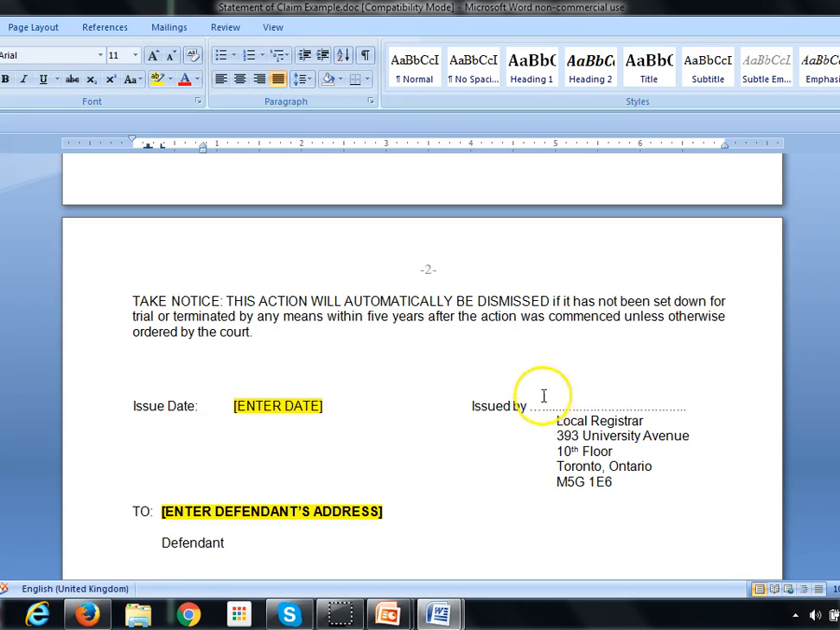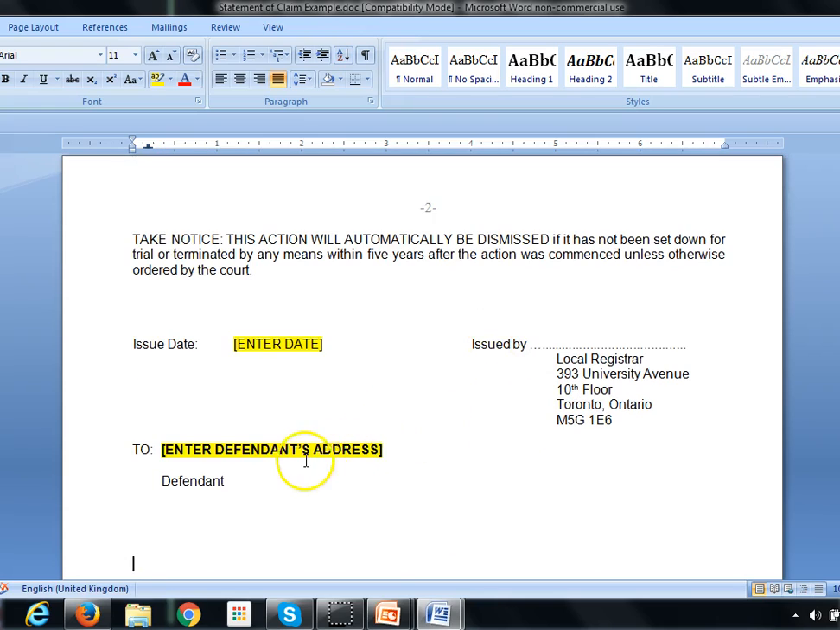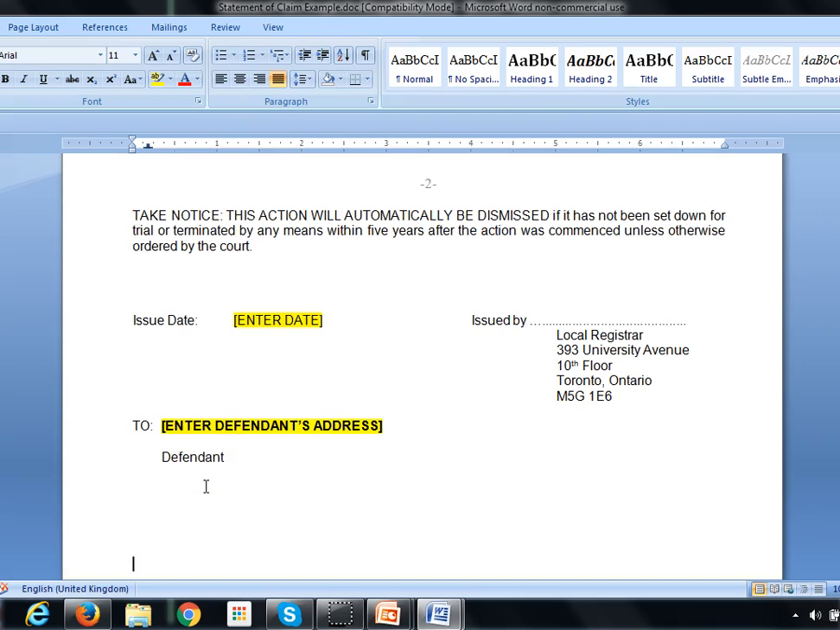The registrar who is issuing the claim will sign here. There will be a signature of the registrar. Underneath it, you must have the defendant's information, the contact information, full address, and if the defendant has a counsel, then the lawyer's information will go in there.